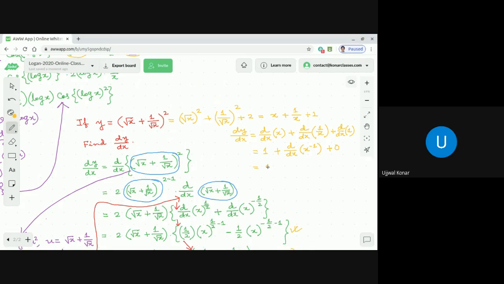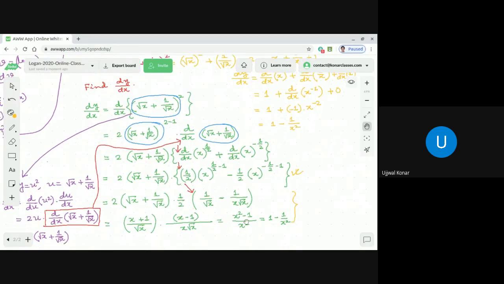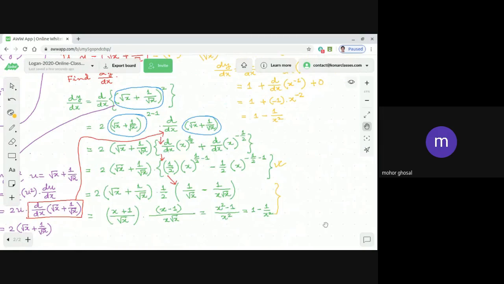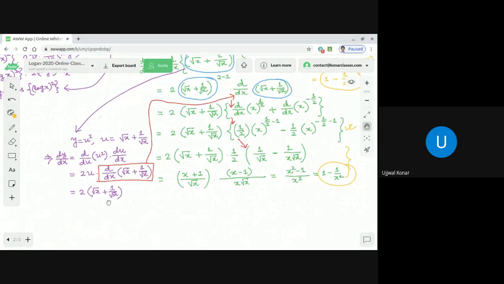So d/dx of x to the power minus 1 is minus 1 into x to the power minus 2. That is 1 minus 1 by x square. Same thing. In all the approaches, you are getting the same thing. Correct or not? And if you simplify this one, you will get the same value. Correct?